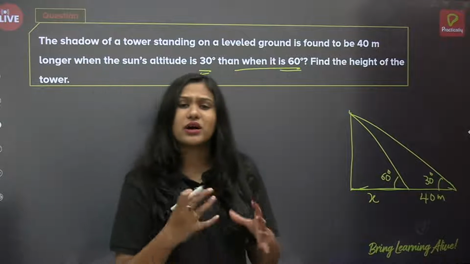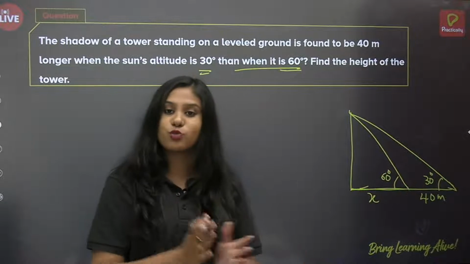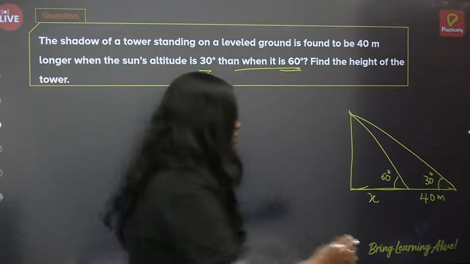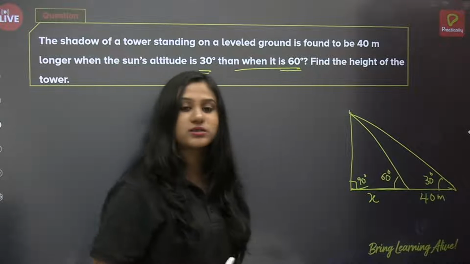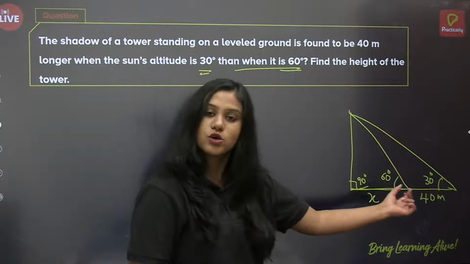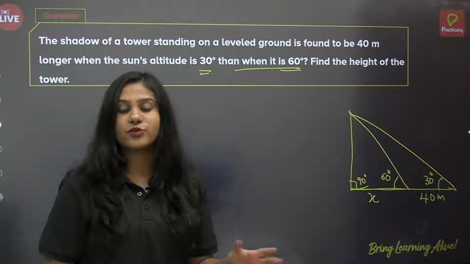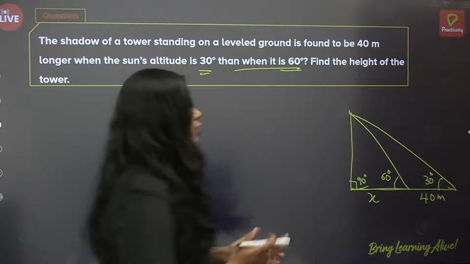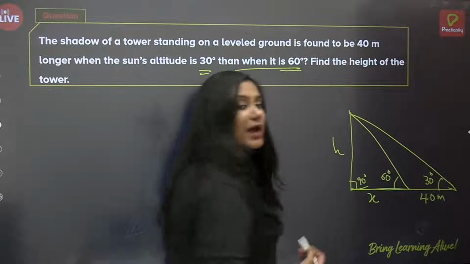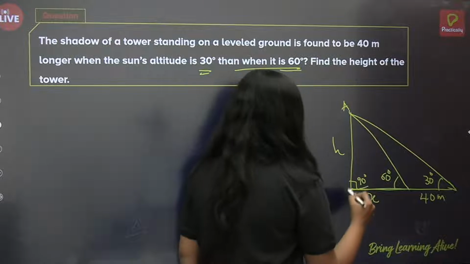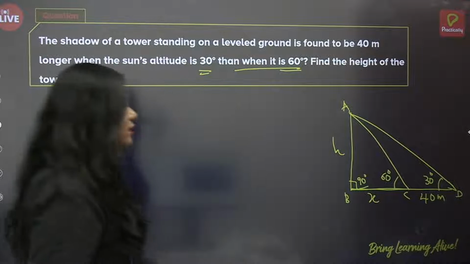Now, I know many of you will get confused, like 60 degrees, 30 degrees, where to put what. But here's a trick. This is 90 degrees, correct? So, which is close to 90 degrees? 60 or 30? 60. So, first will be 60, then next will be 30 degrees. Do not get confused while naming the angles. So, let us take this to be h, that is the height of the tower. And let us also name the triangle. Alright, now let us solve the question.